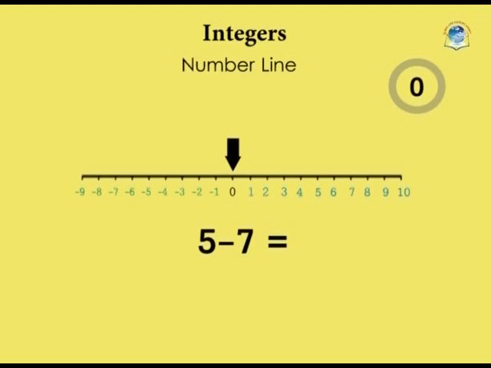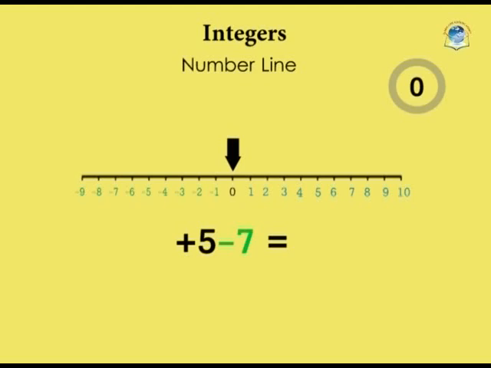In integers, the operation sign in front of a number defines that number. When no sign is written, it is a plus. So in this operation, we have plus 5 and minus 7.